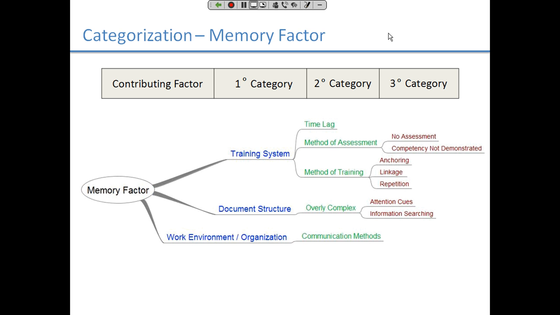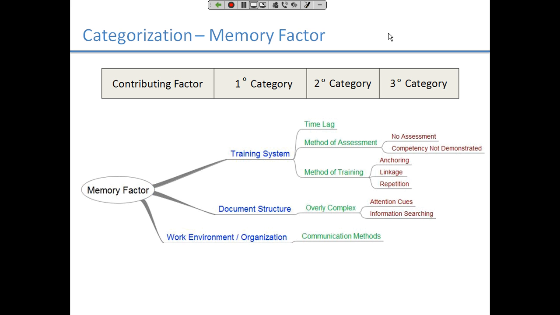And as shown previously, our use of attention cues and minimizing the need to search for information helps us minimize the chance that we make a mistake related to document structure. So if we take this further, at least to the level of the second category, we're giving ourselves an opportunity to improve those things that ultimately were at the root cause of an error, in this case, an error associated with somebody forgetting to do something.